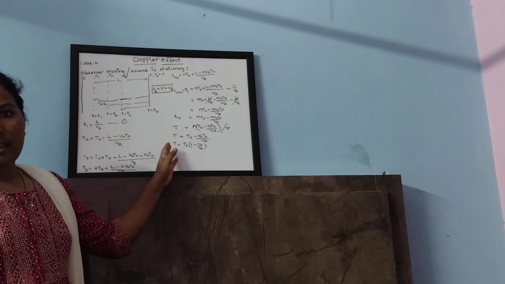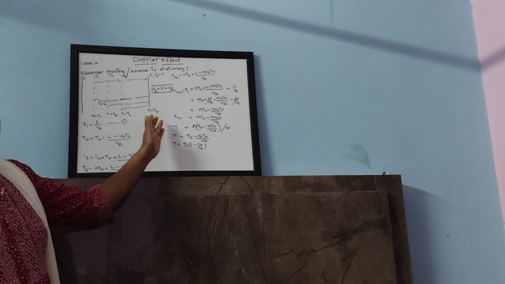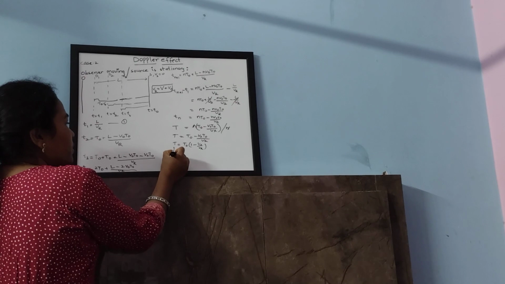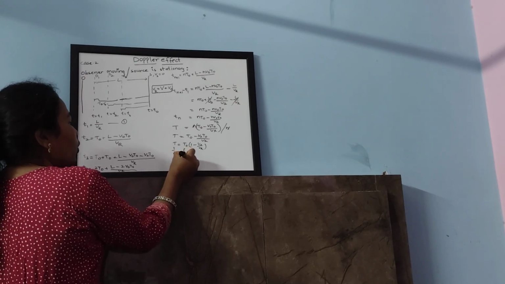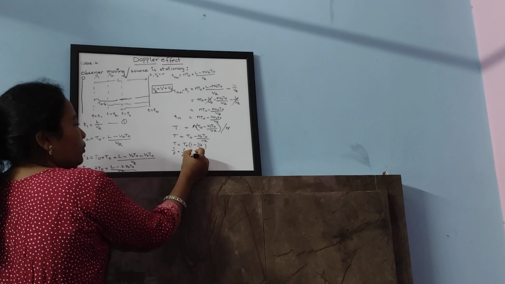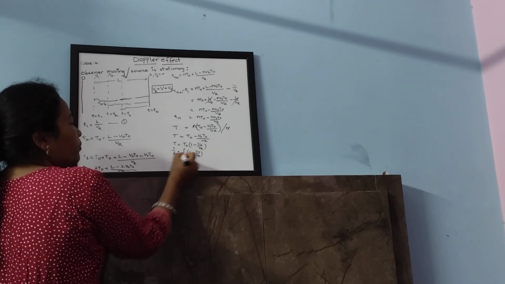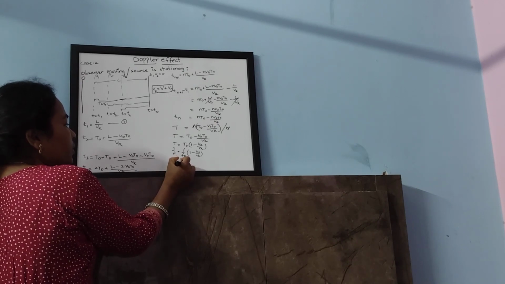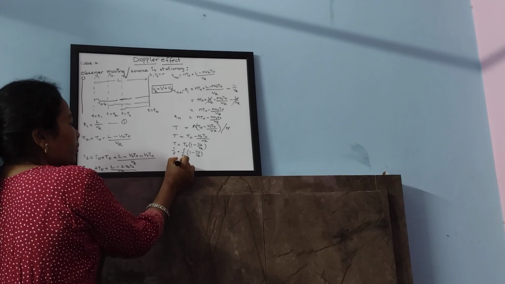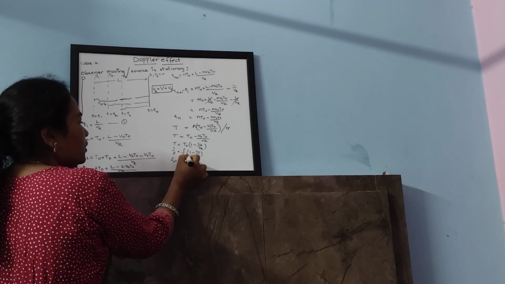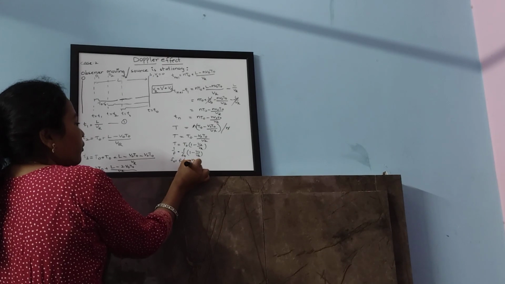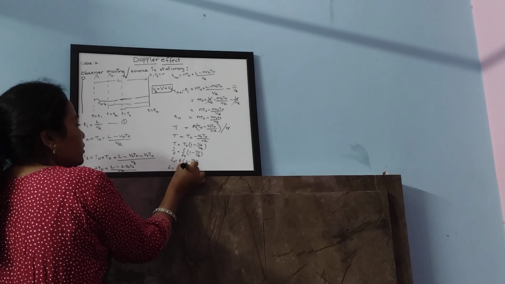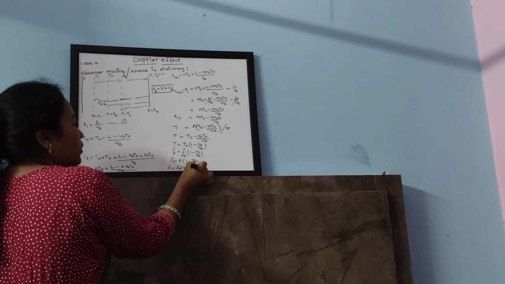From this, T is equal to T naught into 1 minus V naught by VR. Okay. From this we can get the frequency of the wave. For that, 1 by F is equal to 1 by F naught into 1 minus V naught by VR. Let us simplify all this. F is equal to F naught into 1 minus V naught by VR, inverse.